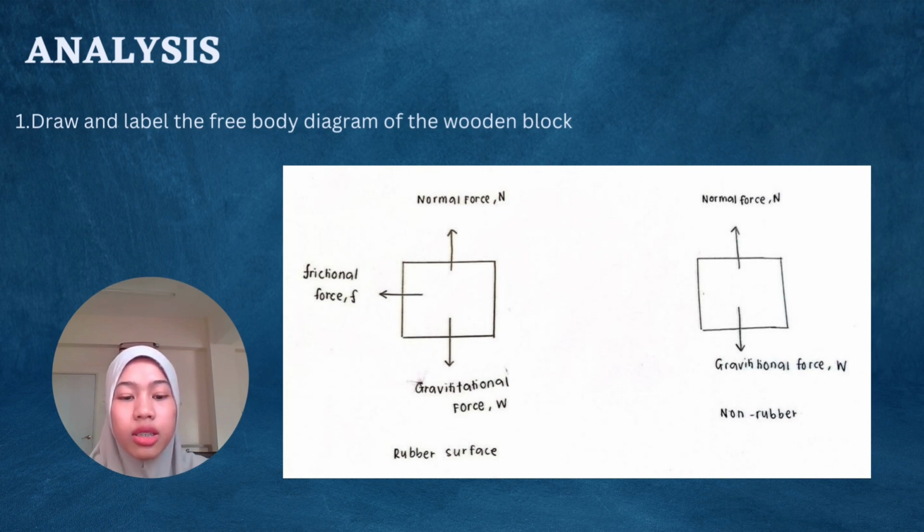So for a non-rubber surface, the forces acting on the wooden block will also include the force of gravity, the normal force, and the force of friction. However, the force of friction will be less than on a rubber surface due to the lower coefficient of friction of the surface.